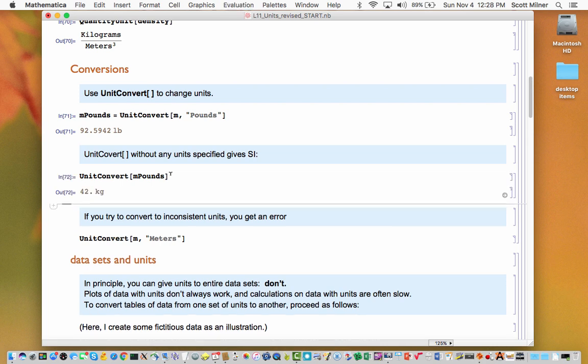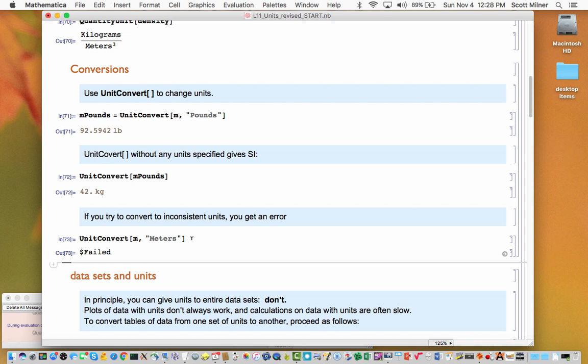So 42 kilograms in the case of the mass in pounds converted back to 42. If you try to convert to units that aren't consistent with the quantity that you've defined, you get an error. So if you try to convert that mass to meters, it fails.